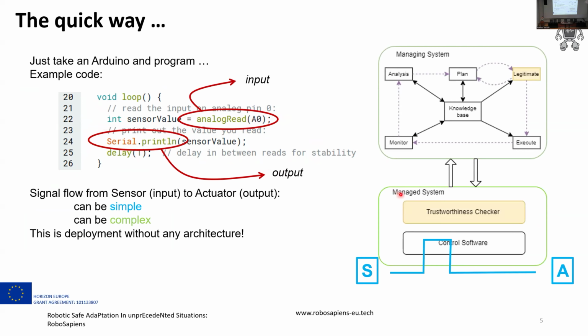In your managed system, in the robot, you have input from a sensor going through some control software, very classic, no adaptation at all so far. And then the result is going to an actuator. Go left, go right, go faster, go slower, that kind of thing. That is simple. So far, so good. You can do it with an Arduino.